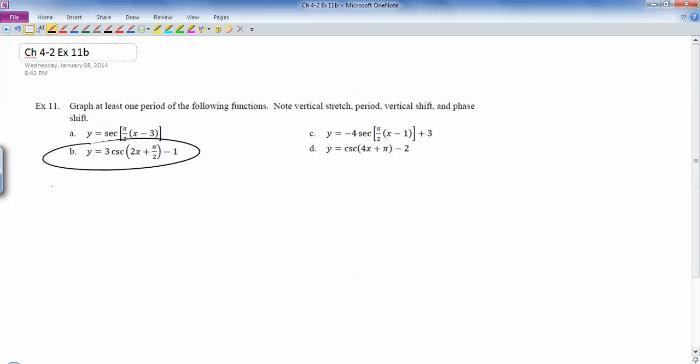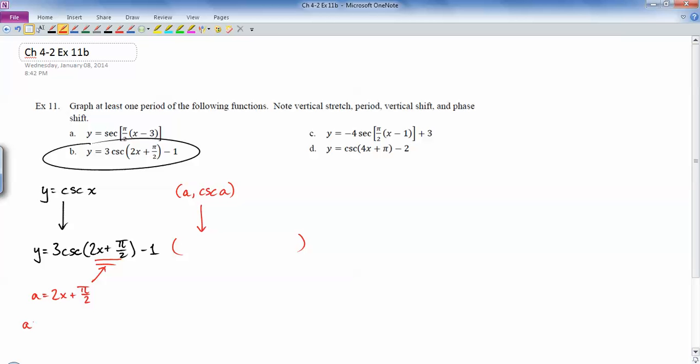So we know our parent function is going to be y equals cosecant x, and we know that that's got to turn into this new function, 3 cosecant 2x plus pi over 2 minus 1. And so the general point for the parent function is a, cosecant of a, and then that's going to turn into some new general point. And the trick for it, remember, is take that ugly x term and call it a.